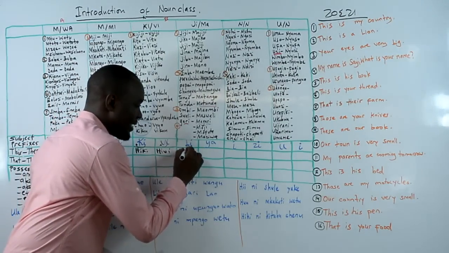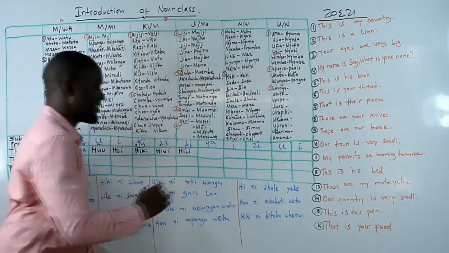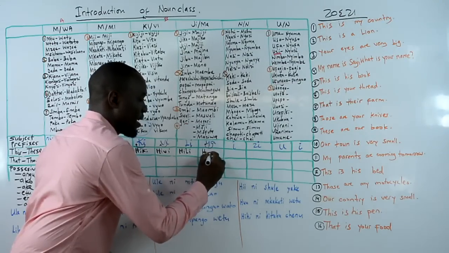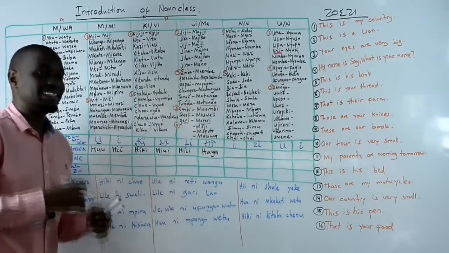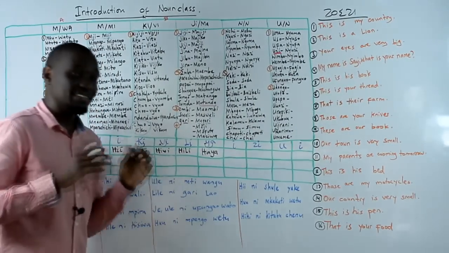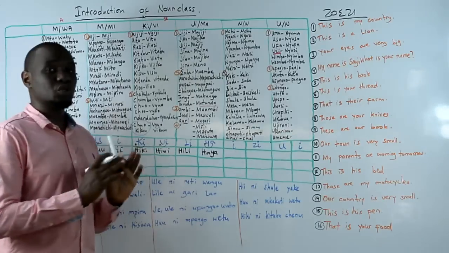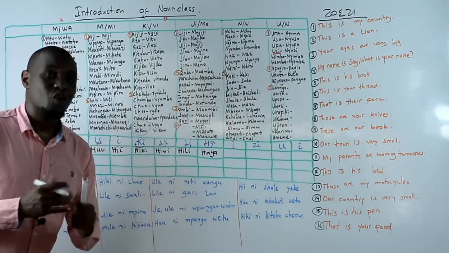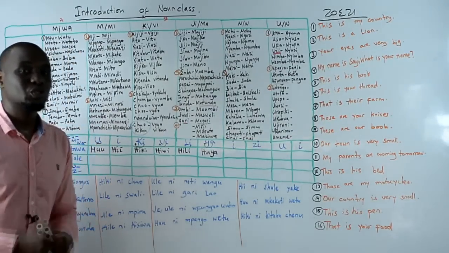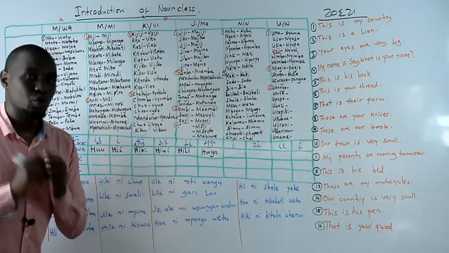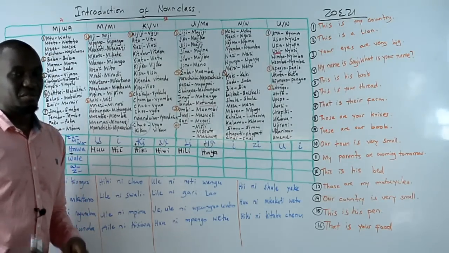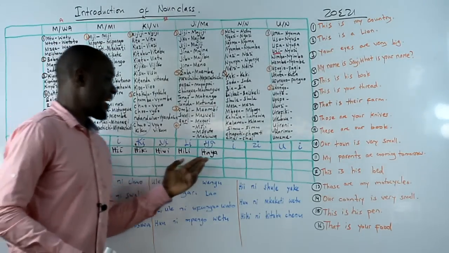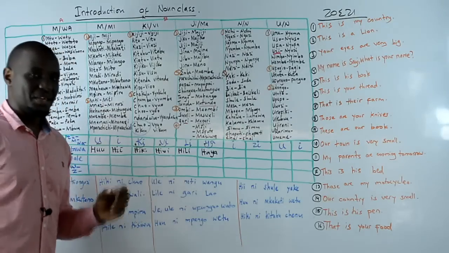So you will say hili and ha, you double it here, you make it here, haya. So hili and haya. Hili is this for all the words that belong to the jima noun class, and haya are these for all words that belong to the jima plural noun class. Jima noun class plural. You see that? Hili, haya. Hili, haya. You need to remember that.